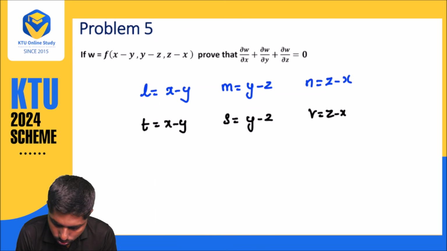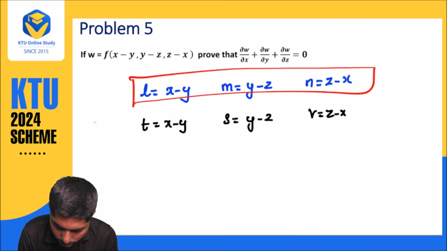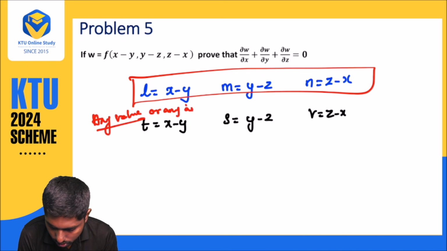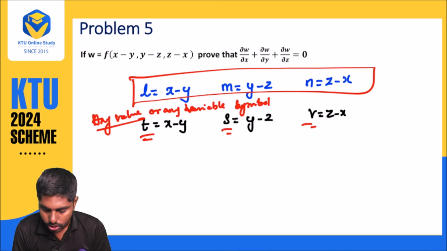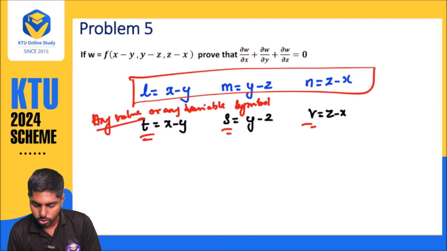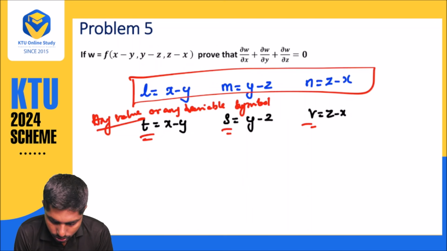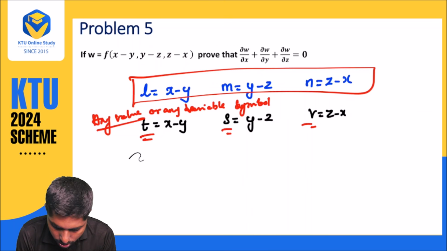So any value you can take. This is the value I am going to take. Any variable you can take, any variable symbol, but you should be very careful with this symbol. So I am taking l, m and n. So what will happen? Then what I need in the question, what they are asking, is to prove.